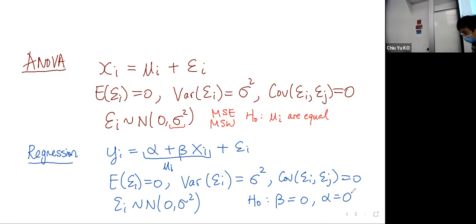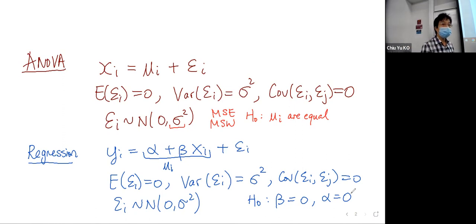And that's why we would say in this particular case, ANOVA is a special case of regression, where if there are two groups, x is simply telling me which group, 0 or 1. And that is something you will see.